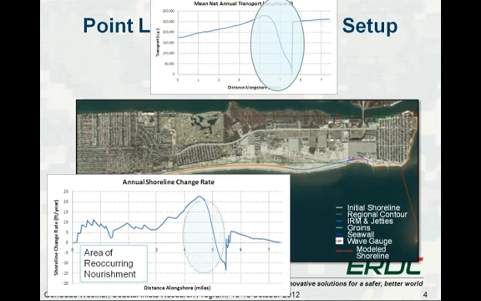And then this is a listing of the areas of reoccurring nourishment in this region here. And this shows the shoreline change rate in feet per year. In this area, it's up to almost 25 feet per year.